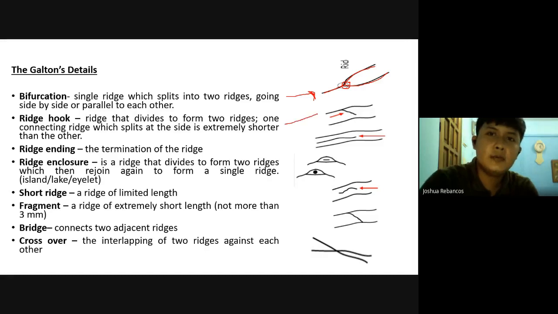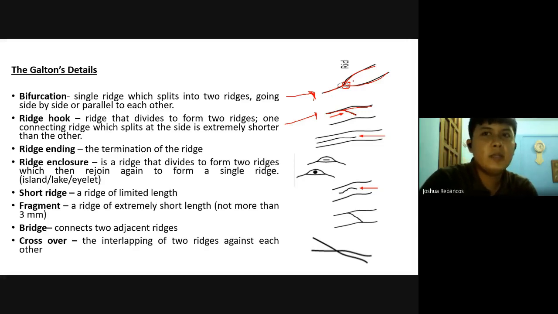Ito yung si ridge hook. Saan ang ridge hook dito? Ito siya. Ito yung hook. Okay? One connecting ridge splits at the side and extremely shorter than the other. So, shorter yung hook. Ito naman yung isang ridge dyan. So, that is considered also a bifurcation. Pero ito yung hook by ridge hook.